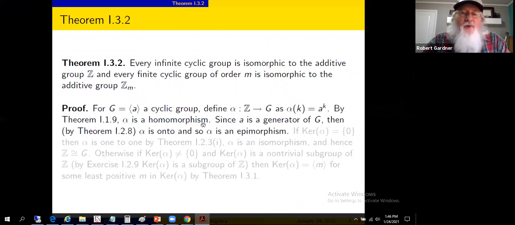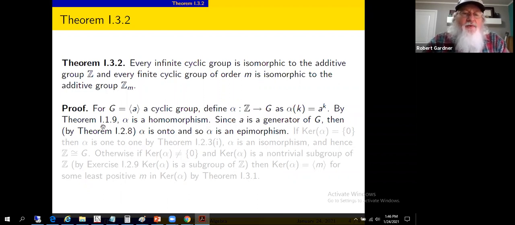1.3.2. Okay, first, suppose G is a cyclic group. Let G be generated by the single element A. Define alpha as a mapping from the integers into the group as alpha of integer K equals A to the integer K power, if you'll let me read it like that, using multiplicative notation for this group G. This is a homomorphism by theorem 1.1.9. In fact, we'll see under appropriate conditions, we get an isomorphism.